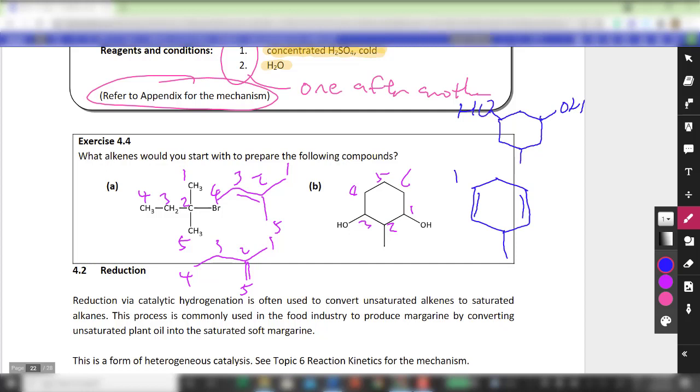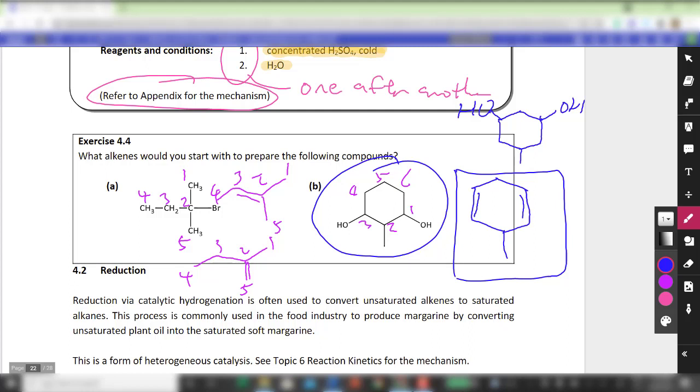Okay, so this is one potential starting material I can have, but bear in mind that in the process, I will not generate this exclusively. I will generate other potential competing products.